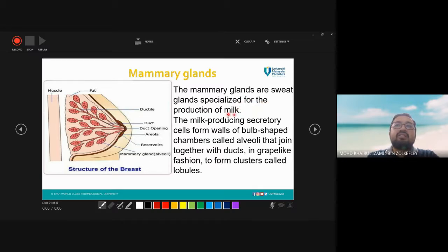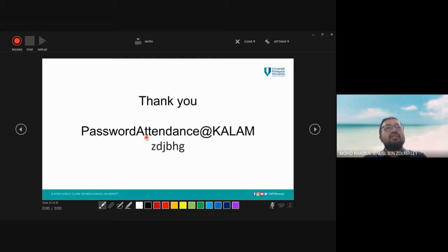The mammary glands are sweat glands specialized for the production of milk. The milk producing secretory cells form walls of bulb-shaped chambers called alveoli that join together with ducts to form clusters called lobules. Okay, so I think that's all for our today's lecture. Okay, regarding female reproductive system.